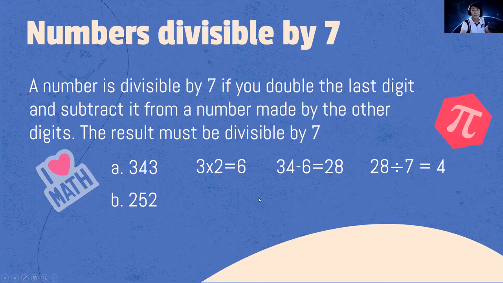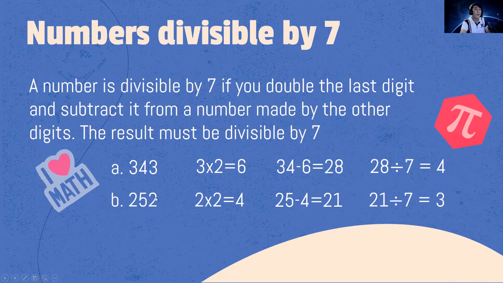Another example. 252. We will get twice the last digit. That is 2 times 2 equals 4. Then we will subtract the double of the last digit from the 2 remaining numbers. That is 25 minus 4. That's 21. Then 21 divided by 7 is 3. Therefore, 252 is divisible by 7.